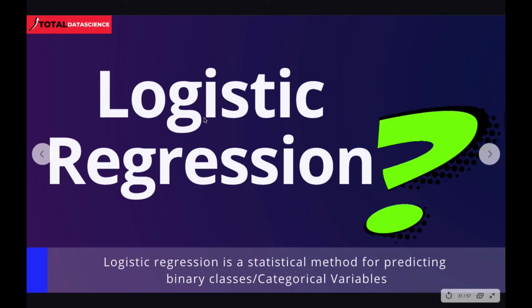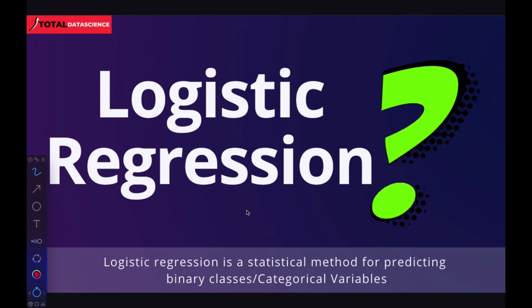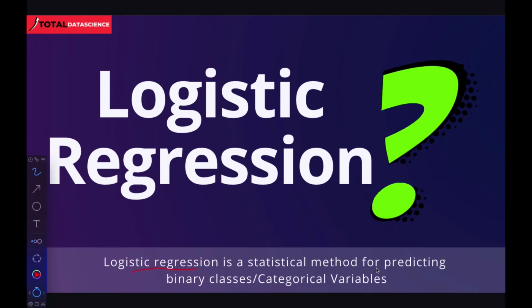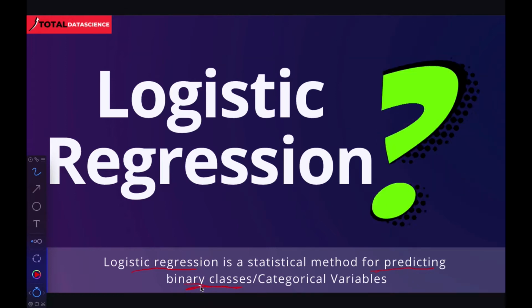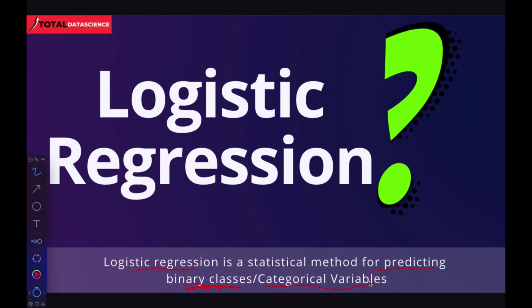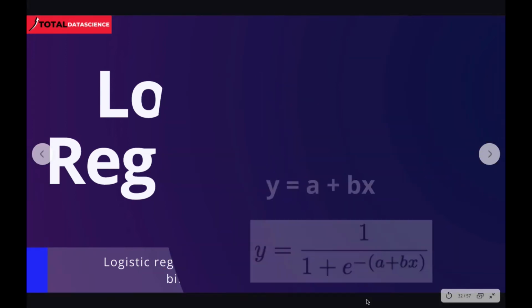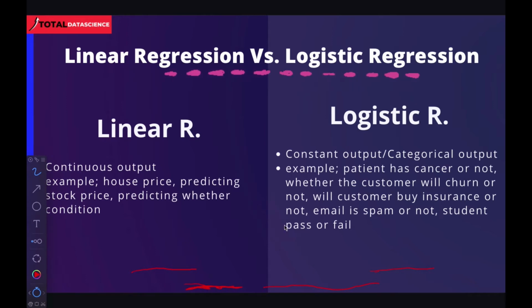Now if you see the simple definition that I've provided here, I'm saying that logistic regression is nothing but something we use for predicting binary classes. This is the key: binary classes, or categorical variables. I'm going to show you what this means in a minute. Let me move on to what we did last week and then find the difference between logistic regression and linear regression.